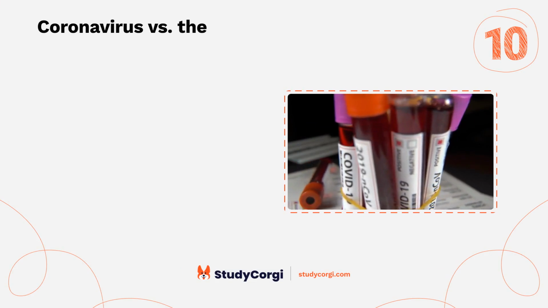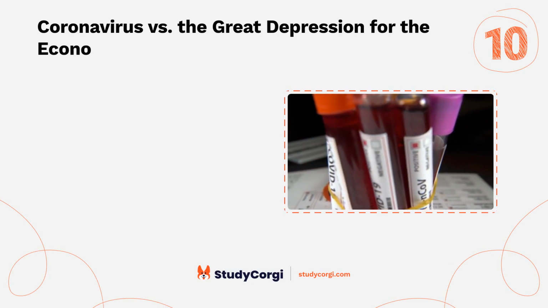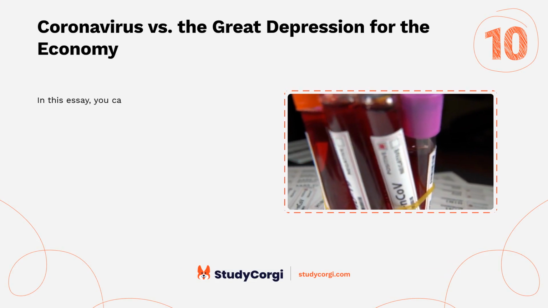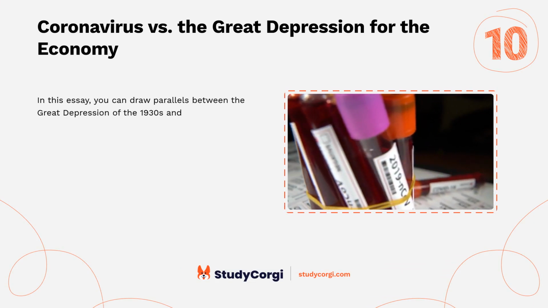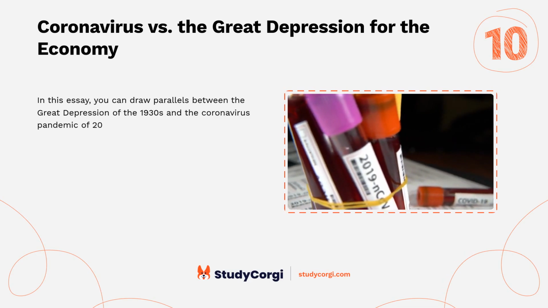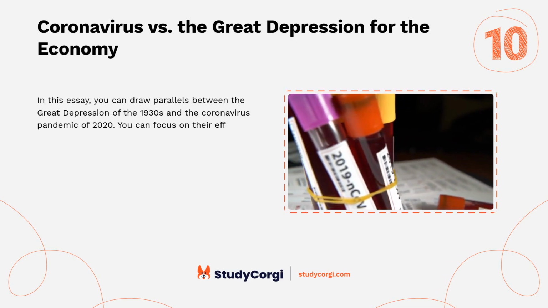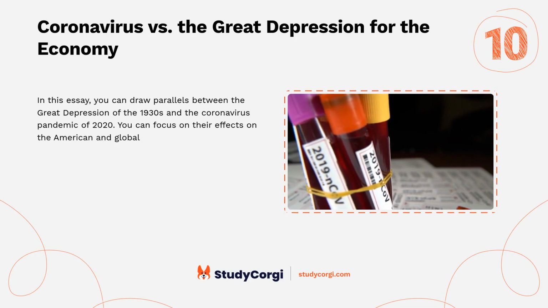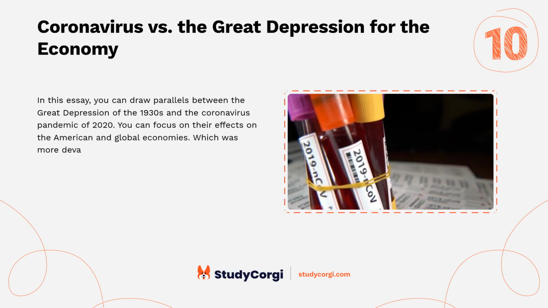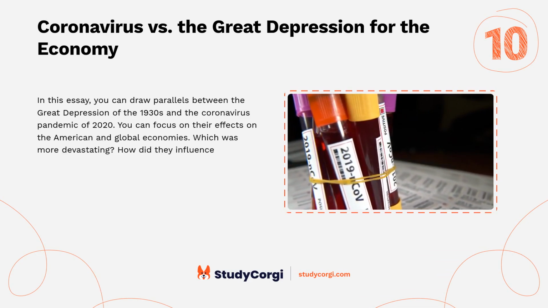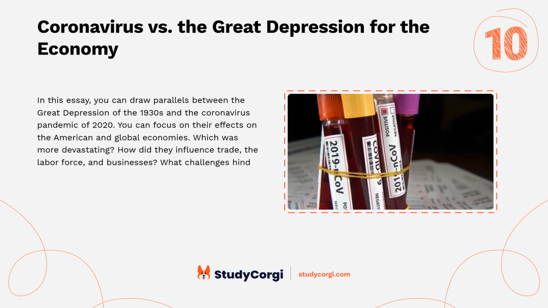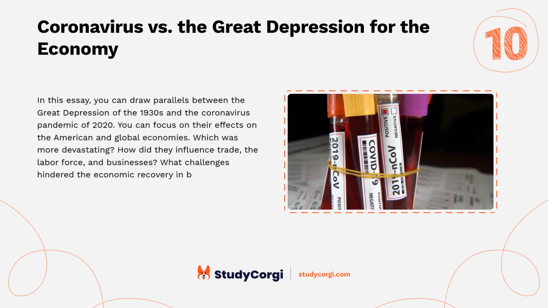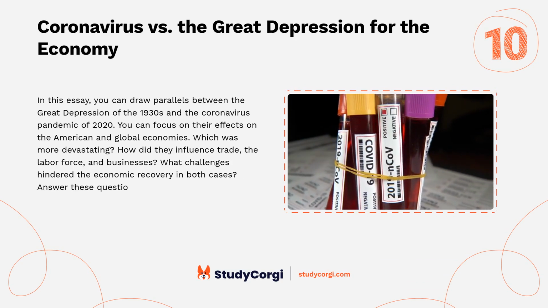Coronavirus versus the Great Depression for the economy. In this essay, you can draw parallels between the Great Depression of the 1930s and the coronavirus pandemic of 2020. You can focus on their effects on the American and global economies. Which was more devastating? How did they influence trade, the labor force, and businesses? What challenges hindered the economic recovery in both cases? Answer these questions in your paper.